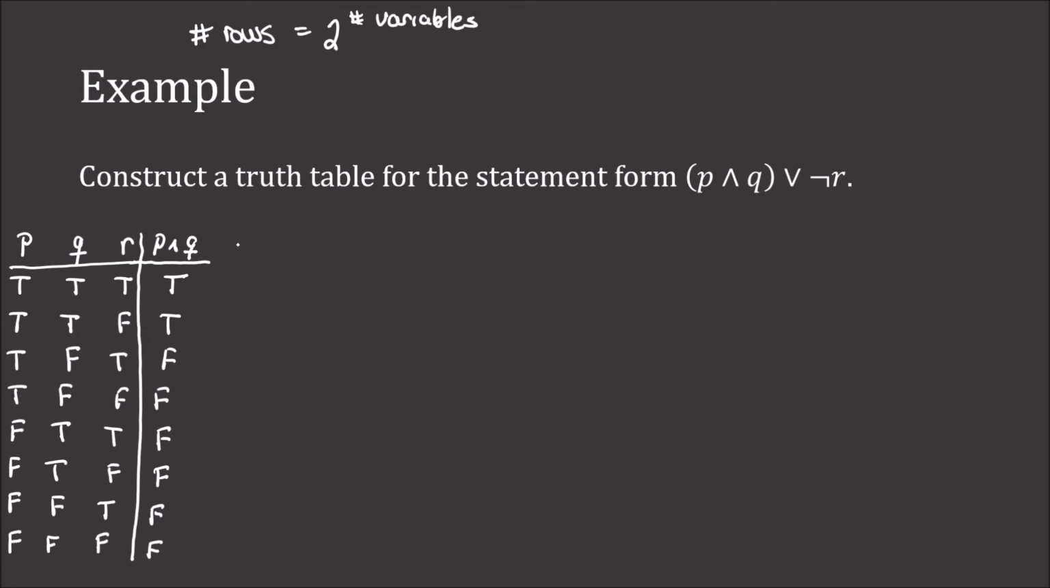Now we have not R. Let's take a look at that. Negation switches the truth value. So all we're going to do is take all of the truth values in the column for R and switch them. So they'll go false, true, false, true, false, true, false, true.